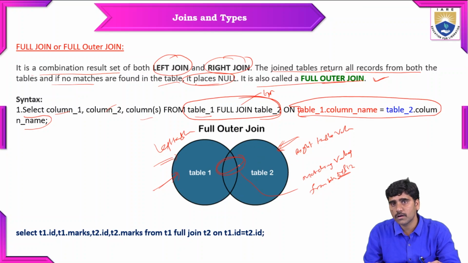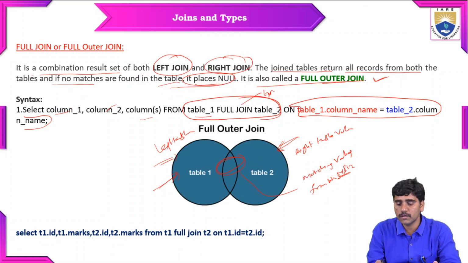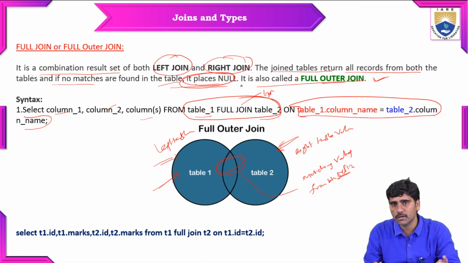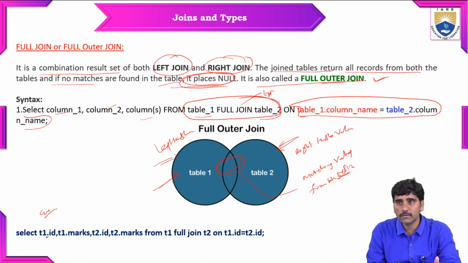If common matching values are not there in the two tables, then it displays null, and the remaining values will be displayed. So here, for example: select t1.id, t1.marks. That means table 1 has id and table 1 has marks. Similarly, id and marks from table 2. So what are we going to retrieve here? Table 1 contains id and marks, and table 2 contains id and marks.